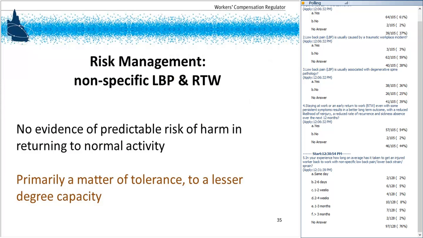So, someone with non-specific low back pain, there is no evidence of a predictable risk of harm in returning to normal work activity. There is no published evidence that any level of activity is harmful to those with ongoing non-specific low back pain. And I think the key issue is perhaps one of tolerance and, to a lesser degree, capacity. Bearing in mind that capacity can reduce over time because some people become deconditioned as a result of reduced activity.